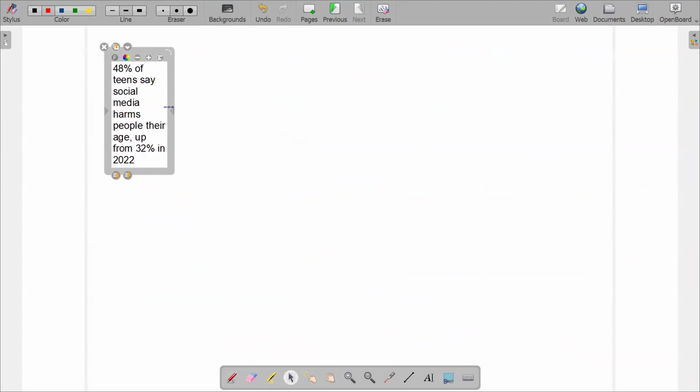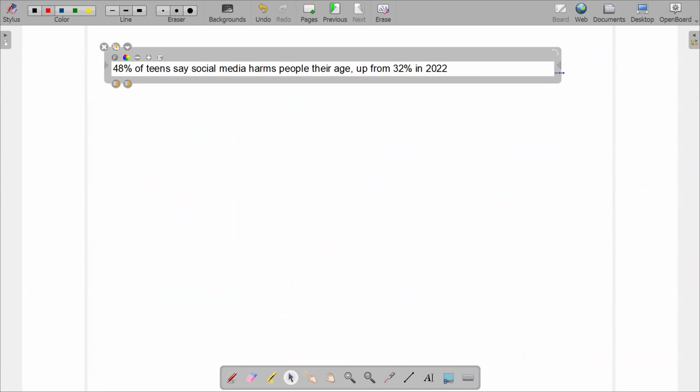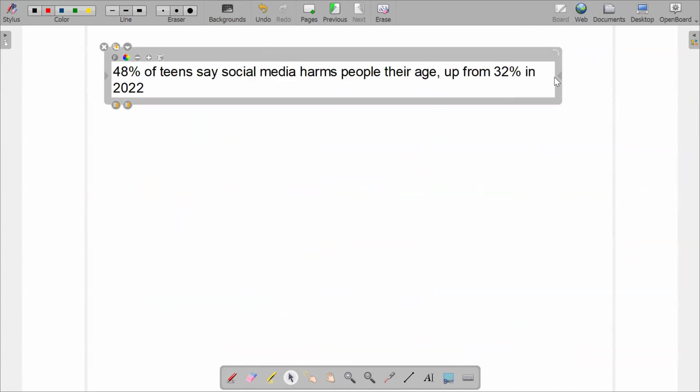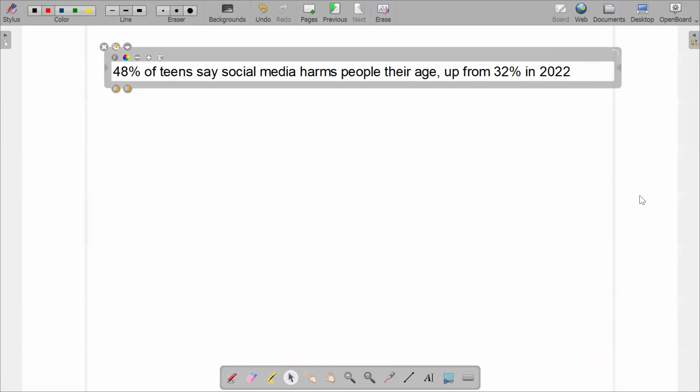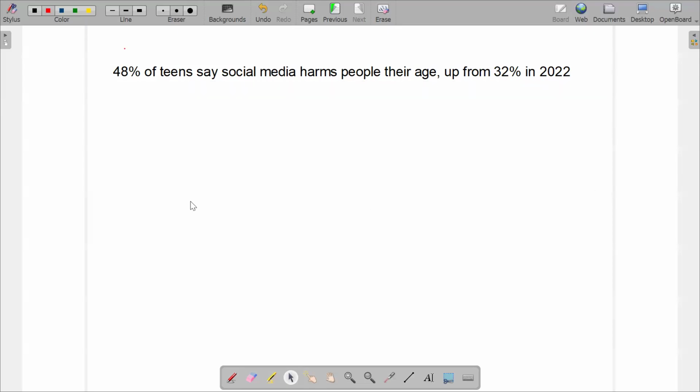All right, so from the research, I got this statement right here. 48% of teens say social media harms people their age. And that's up. This study came from 2023. And I'm going to bring up that study right now.